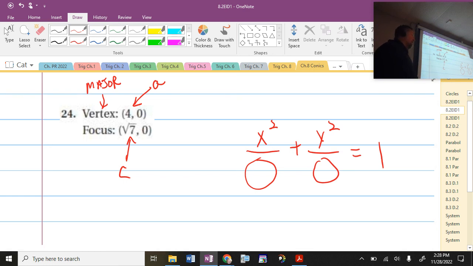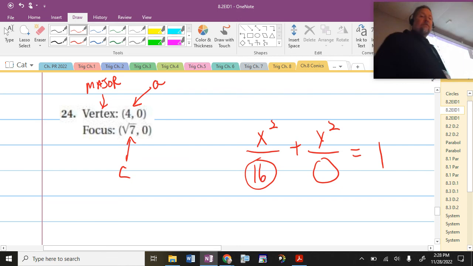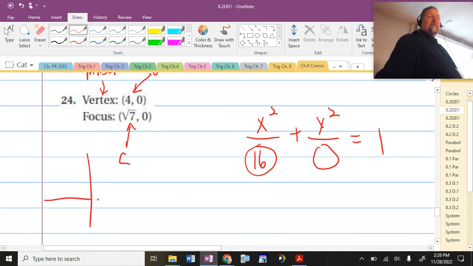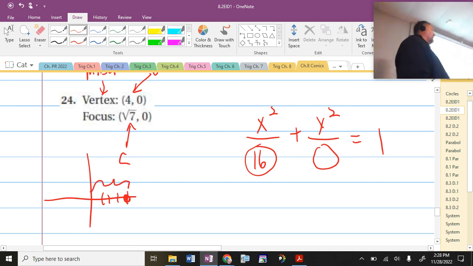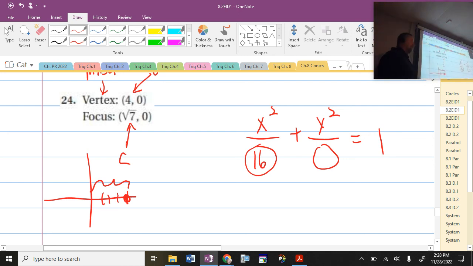So what goes underneath x squared? 3, 2, 1, go. Not 4. 16. 4 squared. So I don't know how purposeful it is to draw this. It really isn't right now. Tomorrow it will be. But literally they're telling you the x-axis radius when they say a vertex is at 4, 0 and the center's at 0, 0.